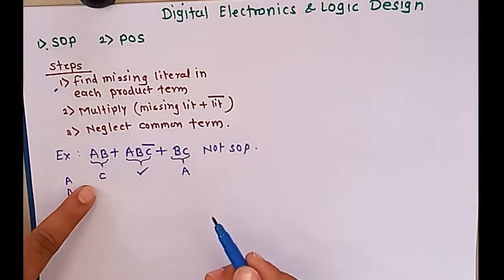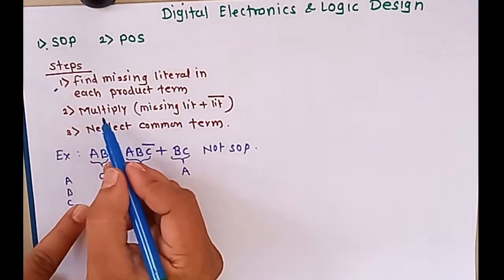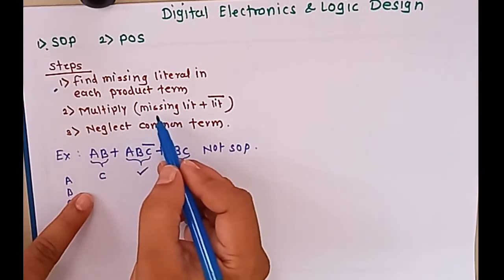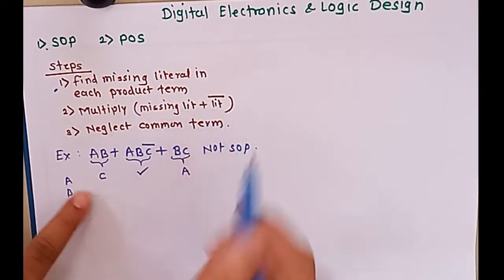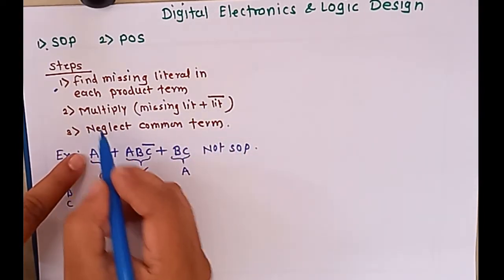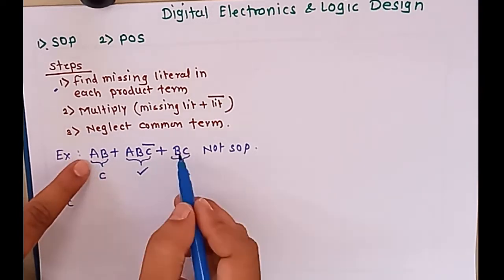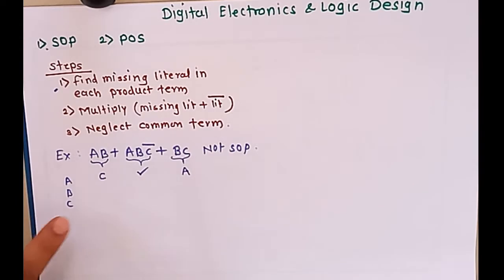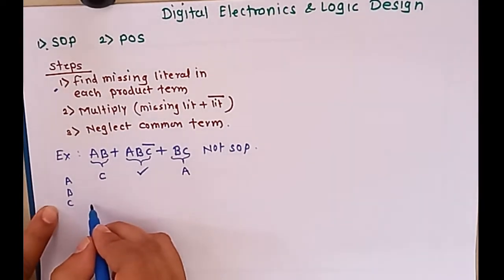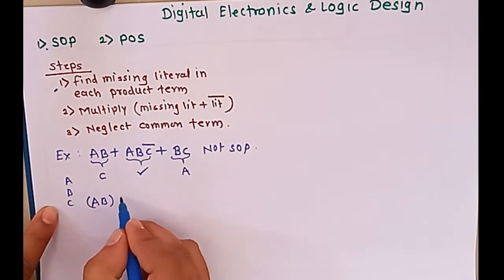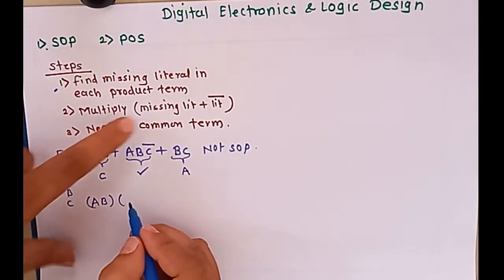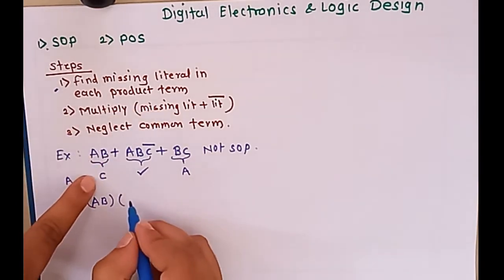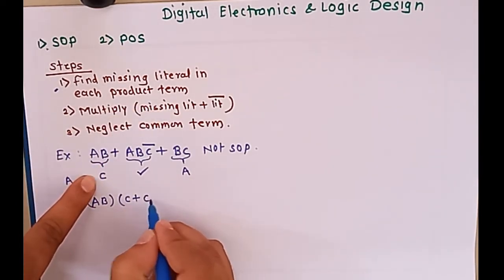Then second step: multiply the product term with what? Missing literal plus its complement. Multiply the product terms, these two, with what? Missing literal plus its complement. So according to the second step, we write AB into the missing literal, which is C, plus its complement C bar.